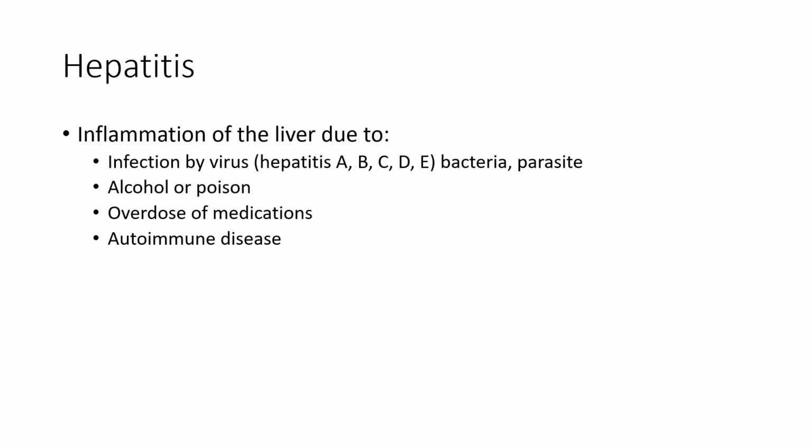Just a little bit on a few liver disorders here. Hepatitis is liver inflammation. It may be viral in nature. It may be bacterial in nature. Even parasites can cause liver inflammation. Alcohol or poisons can also cause liver inflammation and hepatitis, as well as overdose of medications and some autoimmune disease.